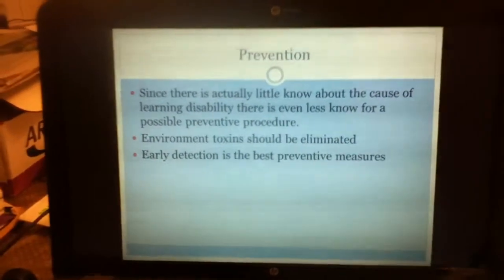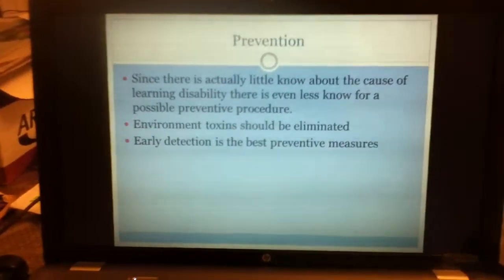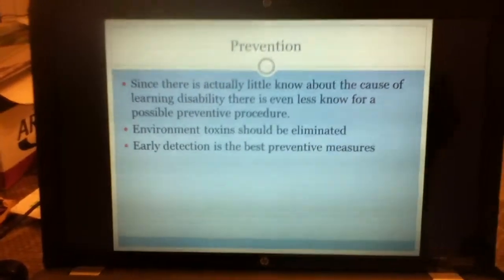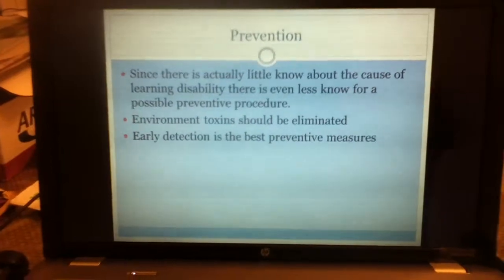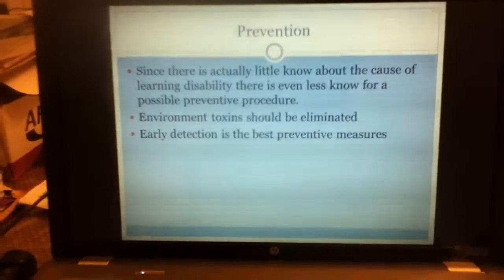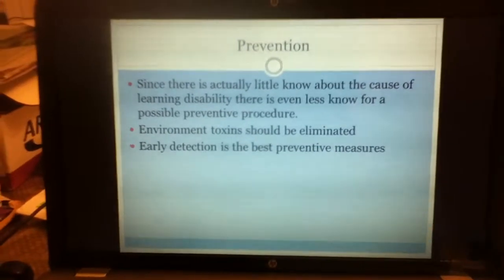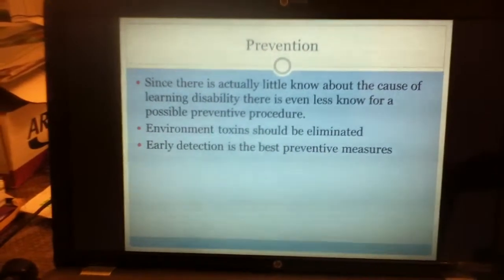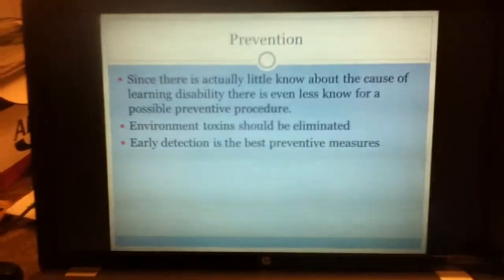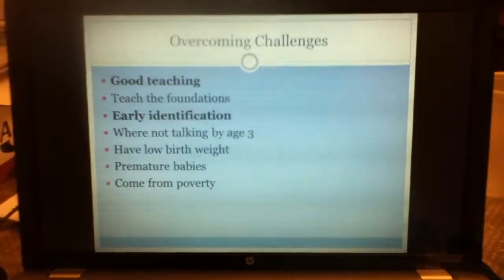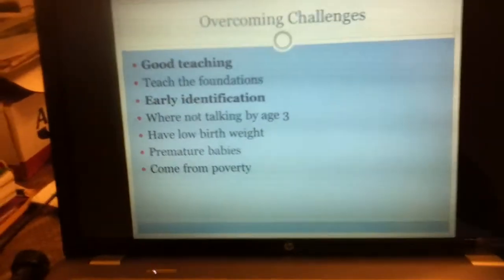Now, prevention. Like I did mention earlier, since there's actually little known about the cause of learning disabilities, there's even less known for a possible preventative procedure. Now, of course, always eliminating the toxins in an environment. And then I also, like I've seen other researchers say, early detection is the best preventative measure that you could take. Now, overcoming those challenges.